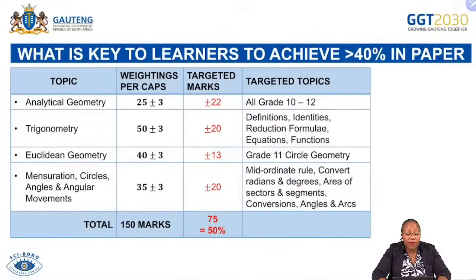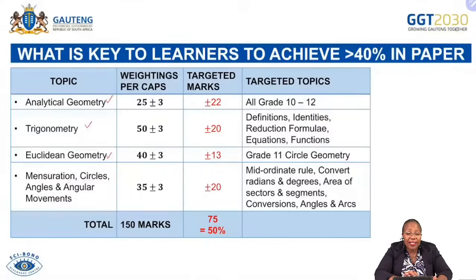Now we have a key to achieve greater than 40% on your paper 2, grade 12. It is possible, grade 12, that you can achieve a mark that is greater than 40%. And we have a strategy here that we'd like to share with you. Remember, the topics that you find on paper 2 are your analytical geometry, your trigonometry, your Euclidean geometry, your mensuration, circles, and angular movement.